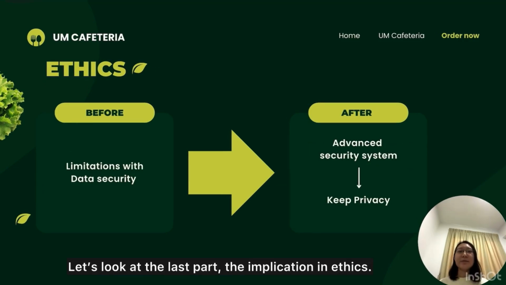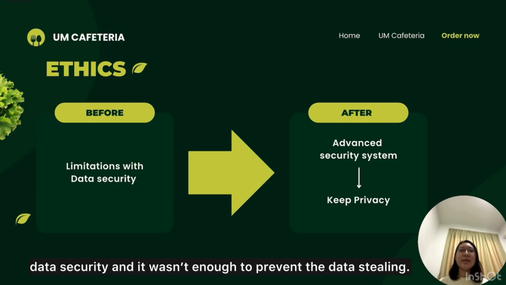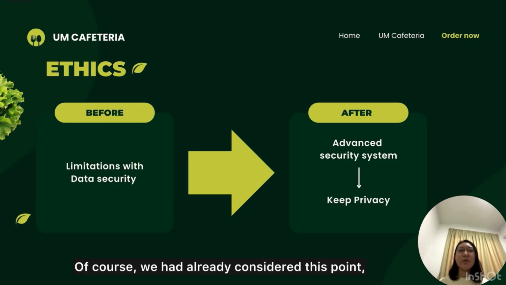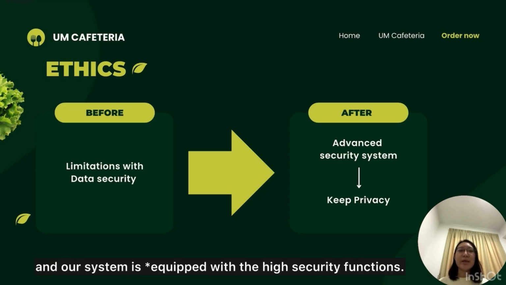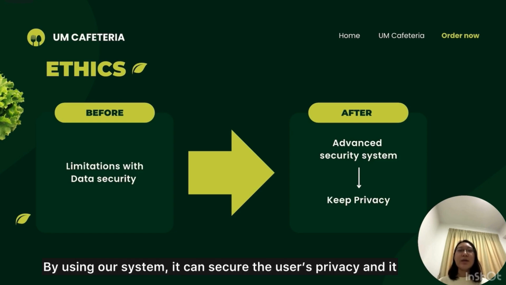Let's look at the last part, the implication in ethics. The conventional basic system has limitations with data security, and it wasn't enough to prevent data stealing. Of course, we have already considered these points, and our system is equipped with high security functions, which can diminish the dangers of data stealing. By using our system, it can secure the users' privacy, and it's also helpful to keep a high standard in moral aspects.